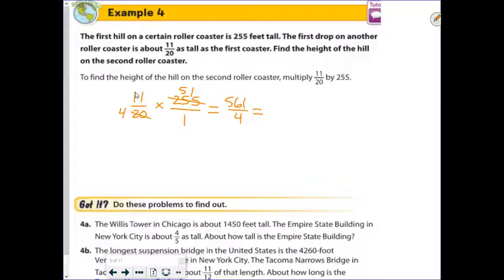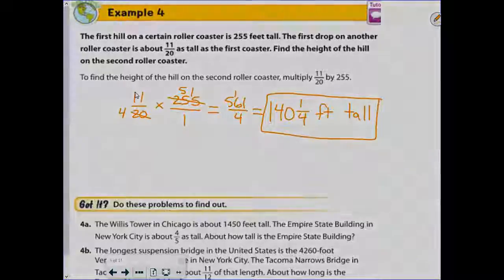I will then need to change that into a mixed number by dividing 4 into 561, which goes 140 and 1/4 times. So the height of the hill on the second roller coaster is 140 and 1/4 feet tall. Why don't you try 4a and 4b?